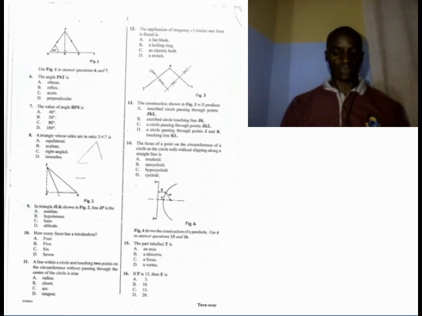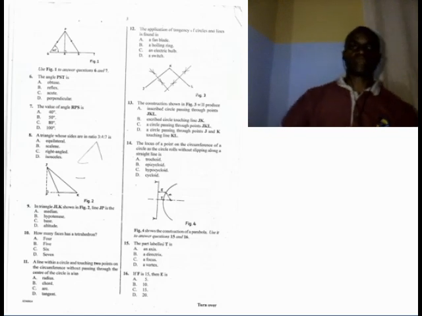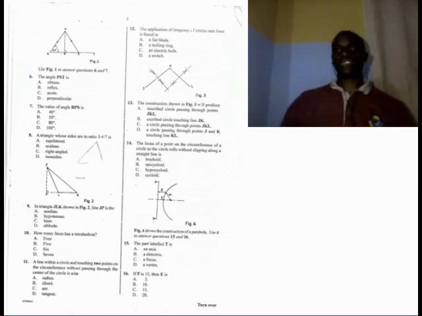Number 10. How many faces has a tetrahedron? A tetrahedron is simply another name for square base prism. It has 6 sides. The answer is C.